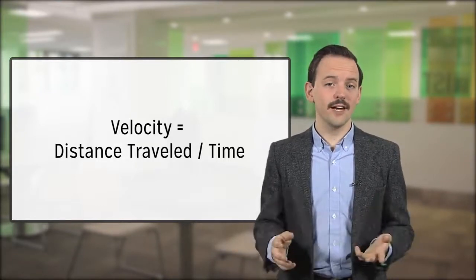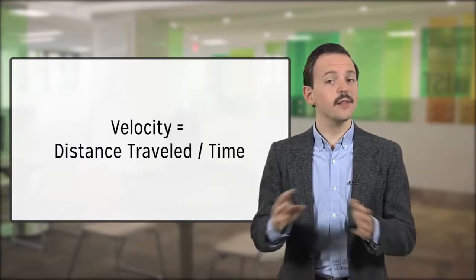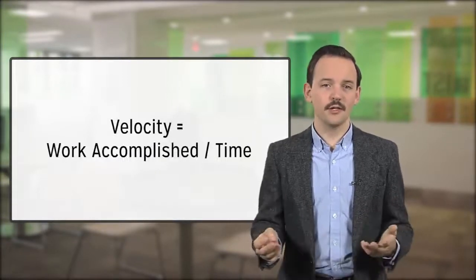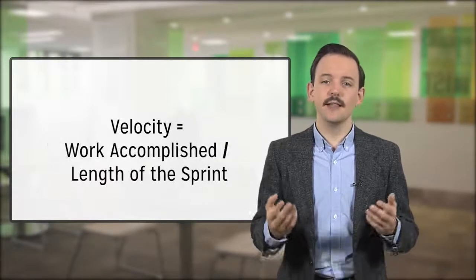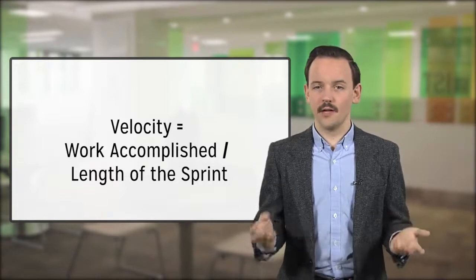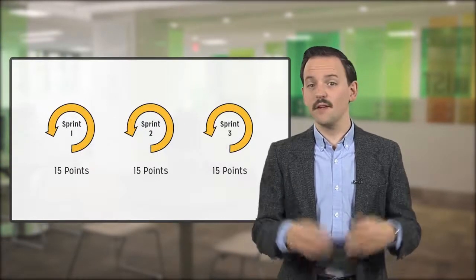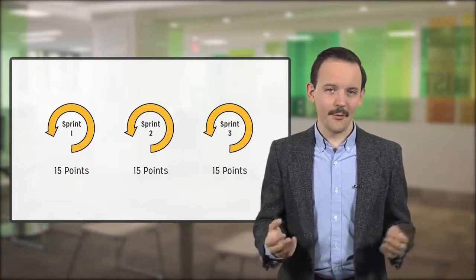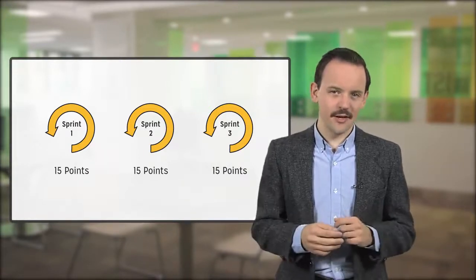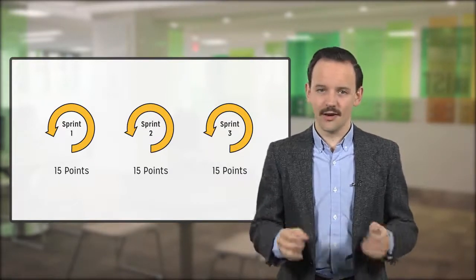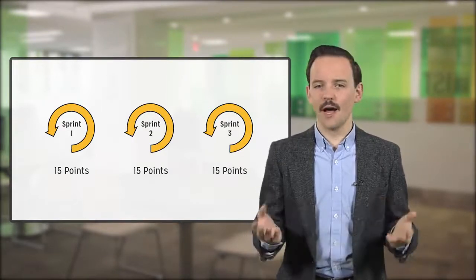For software projects, it's very similar. The only difference is that instead of distance traveled, you measure work accomplished, and the time unit is the length of your sprint. For instance, a software project velocity might be expressed as 15 story points per sprint. A sprint, by the way, is the same thing as an iteration. They are both ways to time box your work in small chunks. We'll talk about time boxing in the next lesson.